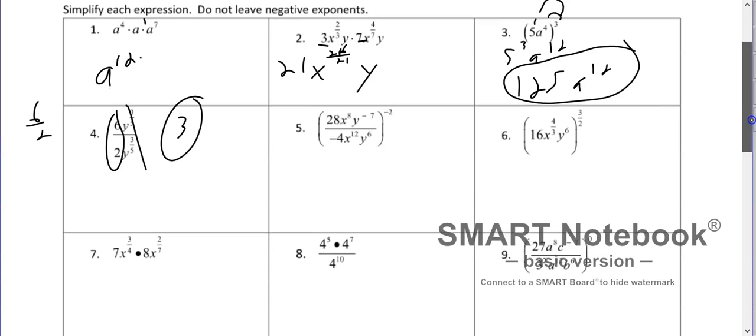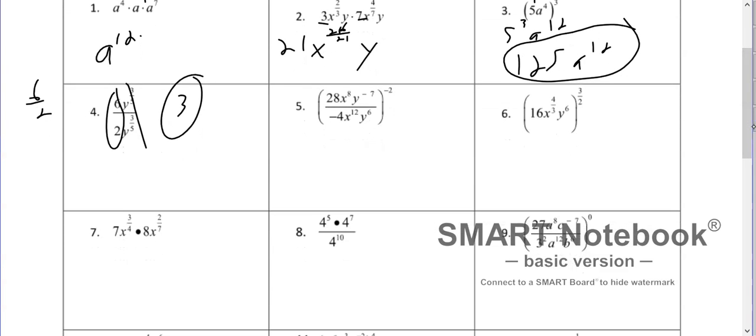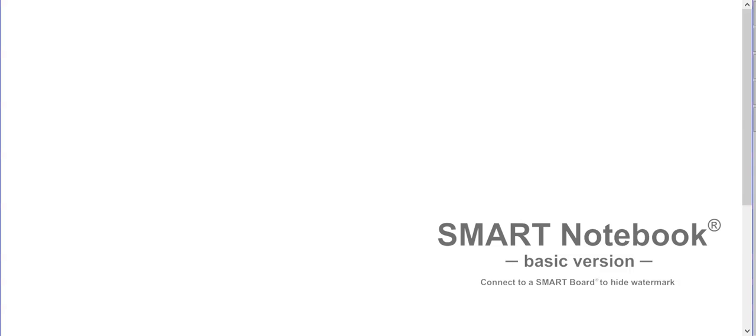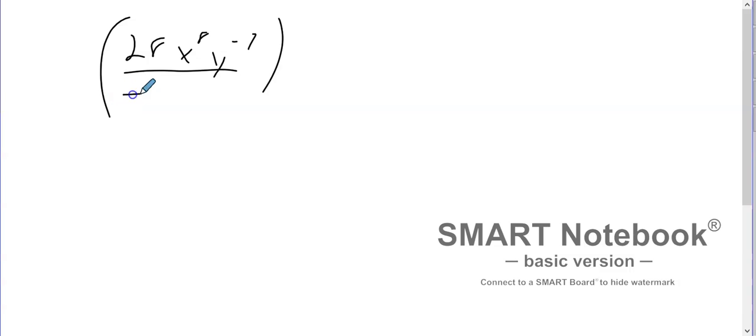Now, number 5. I'm going to actually come off to another page and come back to it because there's just too much to do to show you to fit in this page. So I'm going to come off to do this one. So we have 28 x to the 8th, y to the negative 7, all over negative 4, x to the 12th, y to the 6th.